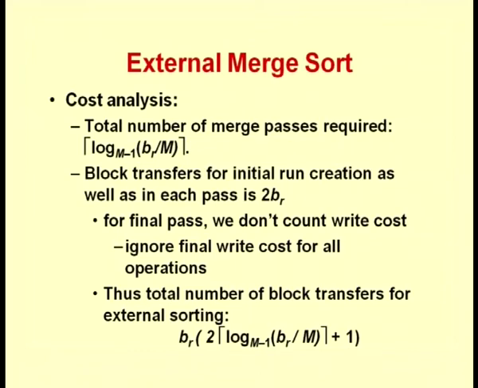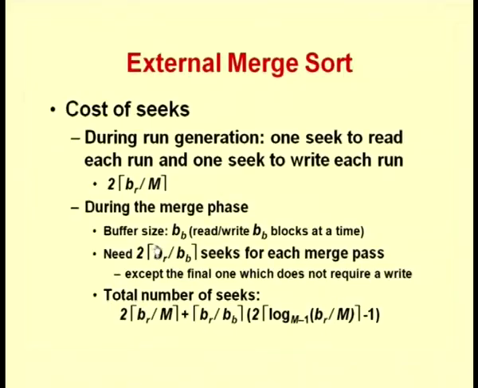Thus, the total number of block transfers for external sorting is quite high and is of the order of Br (2 log_{M-1}(Br/M) + 1). So, that is the cost of seeks during run generation: one seek to read each run and one seek to write each run. So, that will take some time.